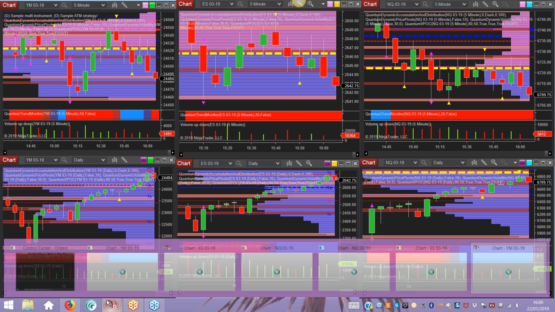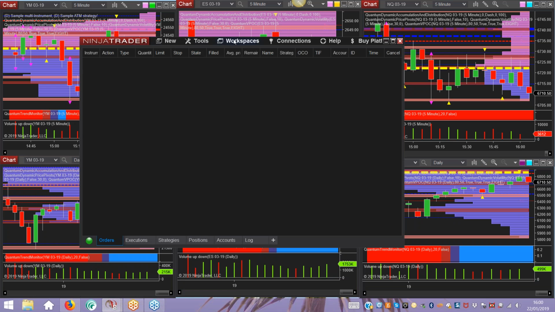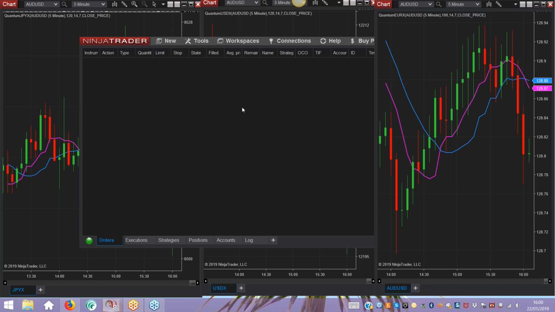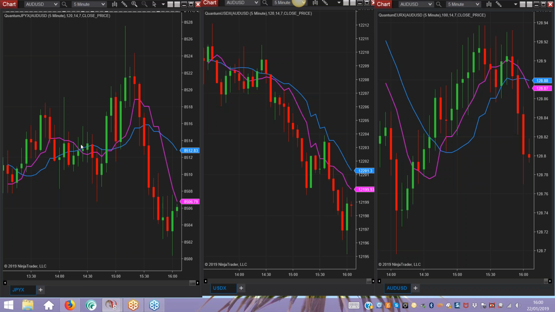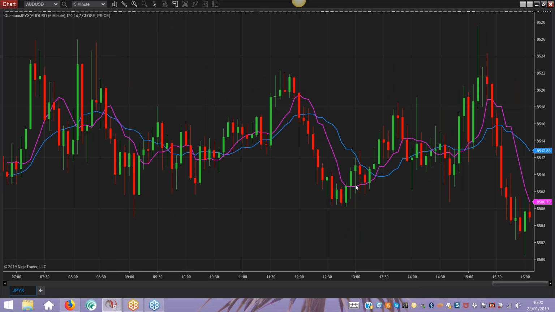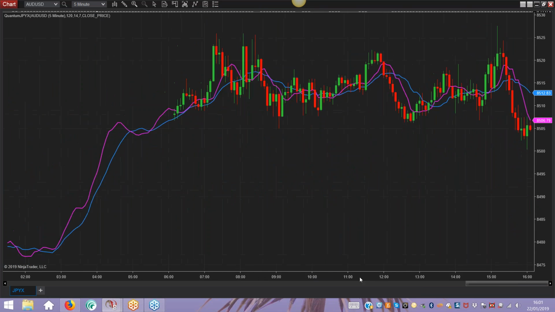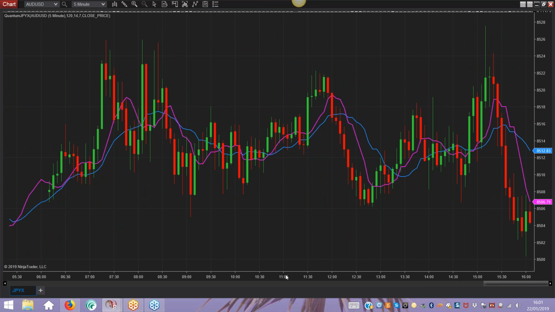Just go and see what the currency indices are doing. I've got the yen index here, I've got the dollar index in the middle, and I've got the euro index over here. These are all on 5 minute. Let's see what the yen's doing. And the yen will always give you a heads up in terms of sentiment.